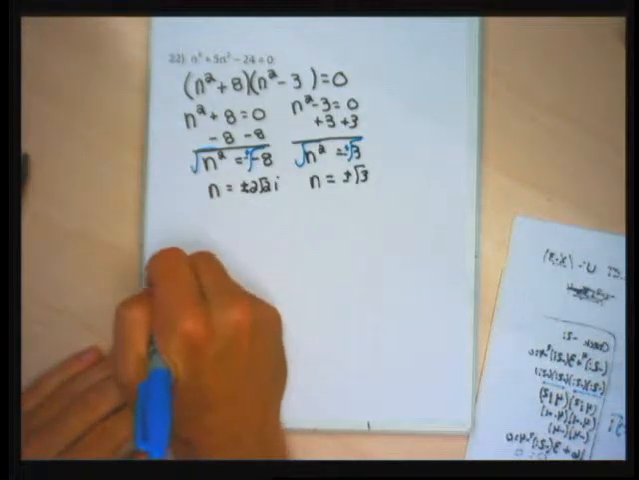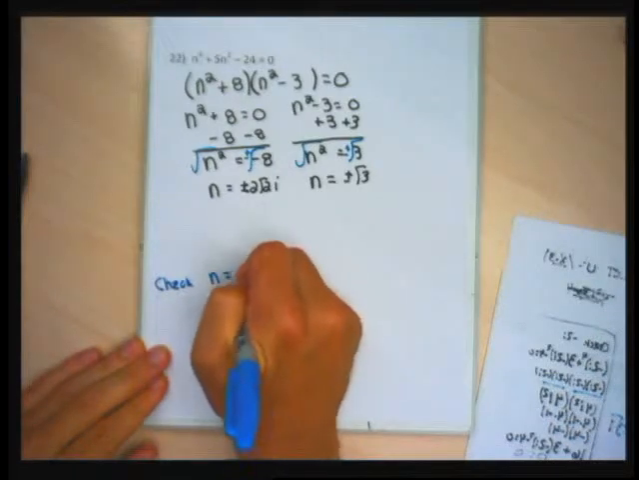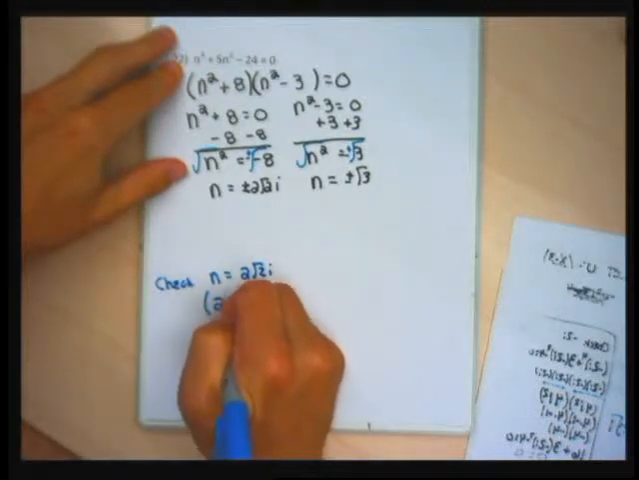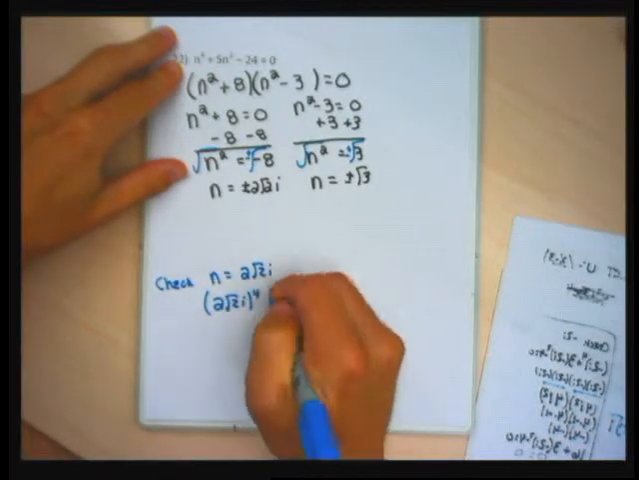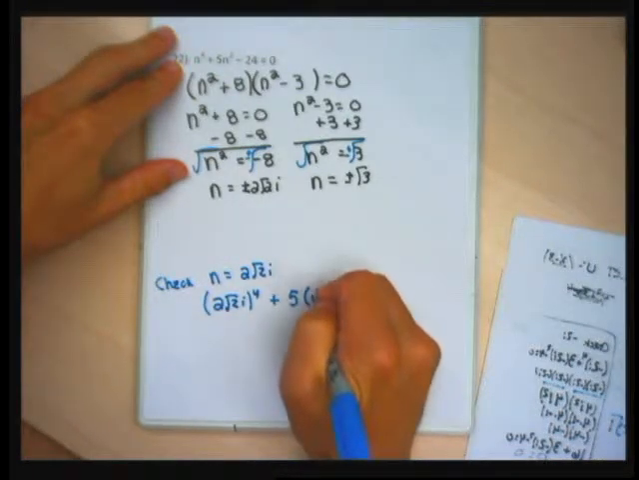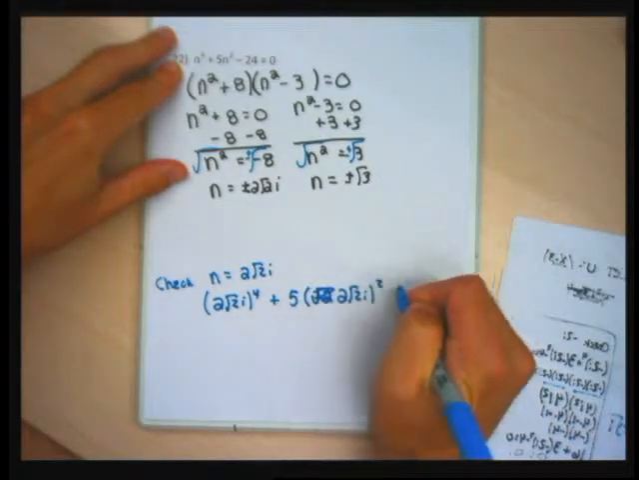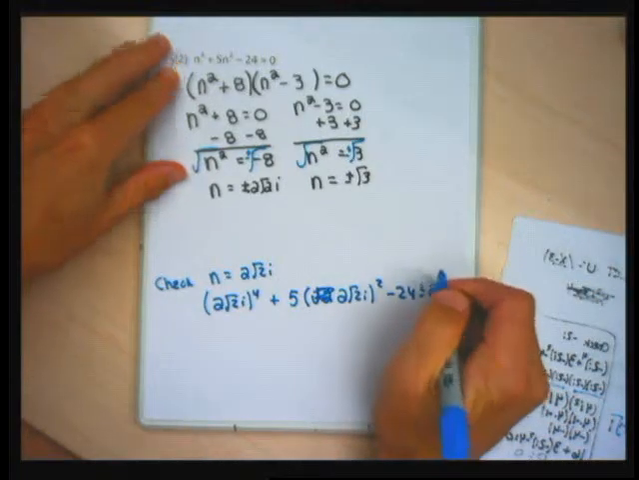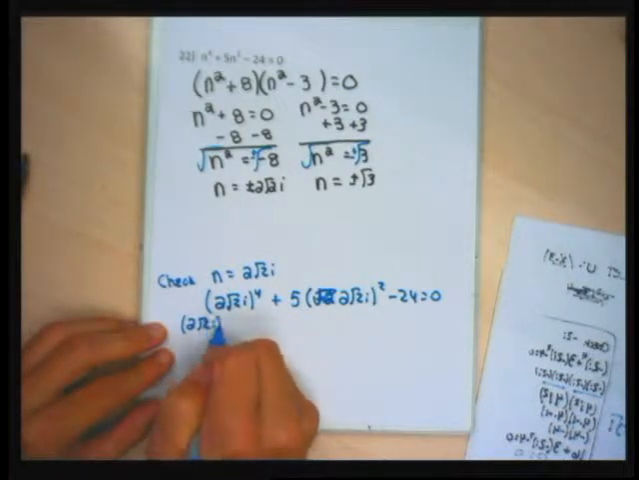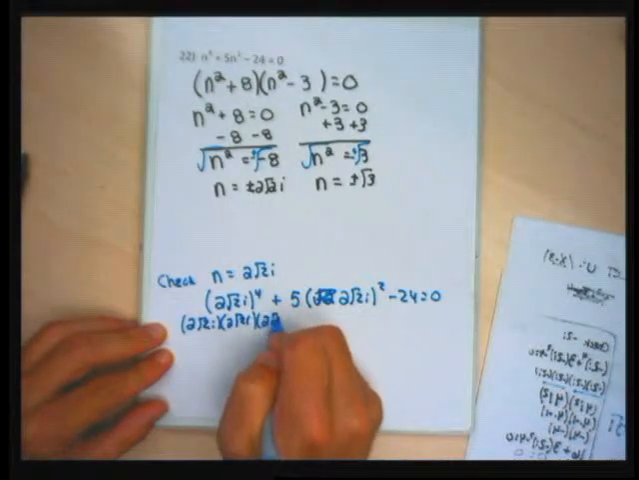First, I'm going to check the horrible one. N equals positive 2 times the square root of 2i by going to the original problem: positive 2 times the square root of 2i to the 4th plus 5 times the square root of 2 times the square root of 2i squared minus 24, and see if that equals 0. On my calculator, I can do this for this. I can go 2 times the square root of 2 times i, 4 times. That, for some reason, it can do.